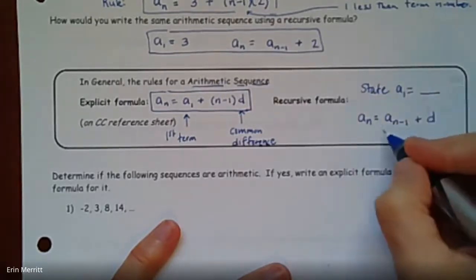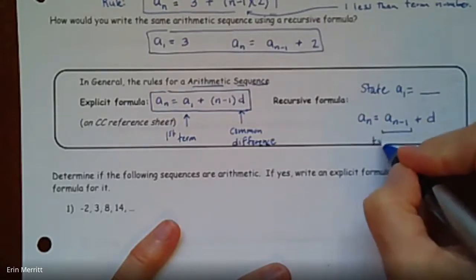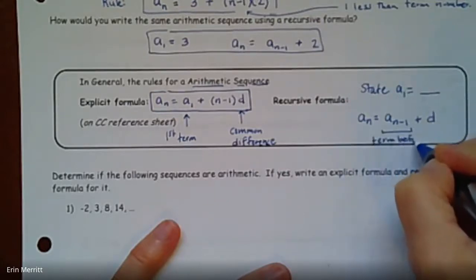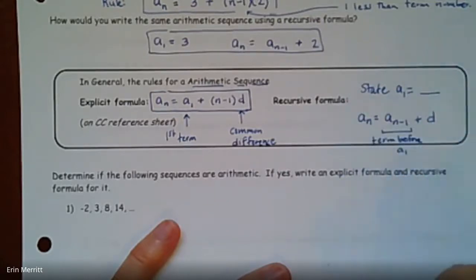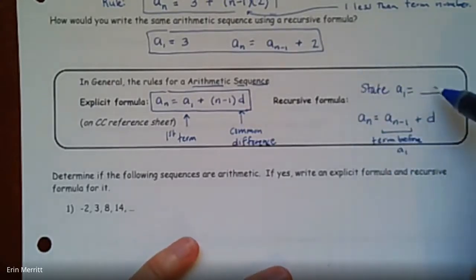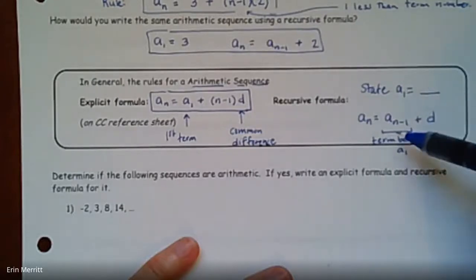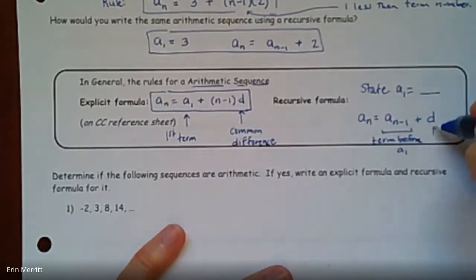Okay, so this is just simply the term before a sub n. Right? So that's your general setup for a recursive formula. Give me the first term and tell me to take the term before it and then add in the common difference.